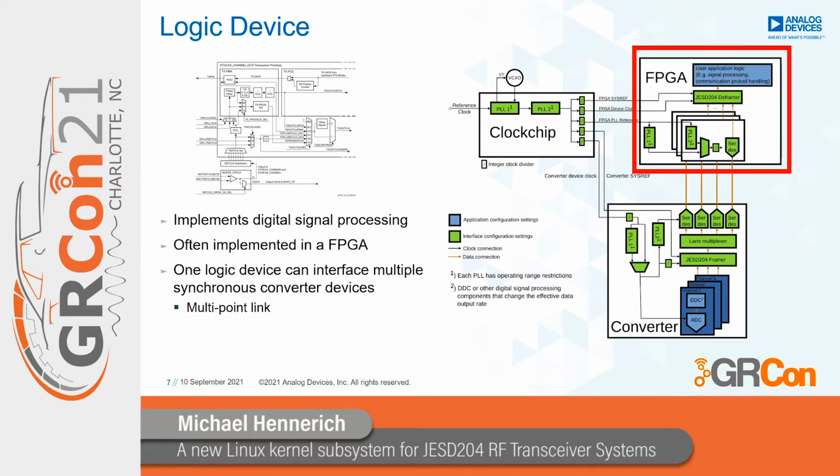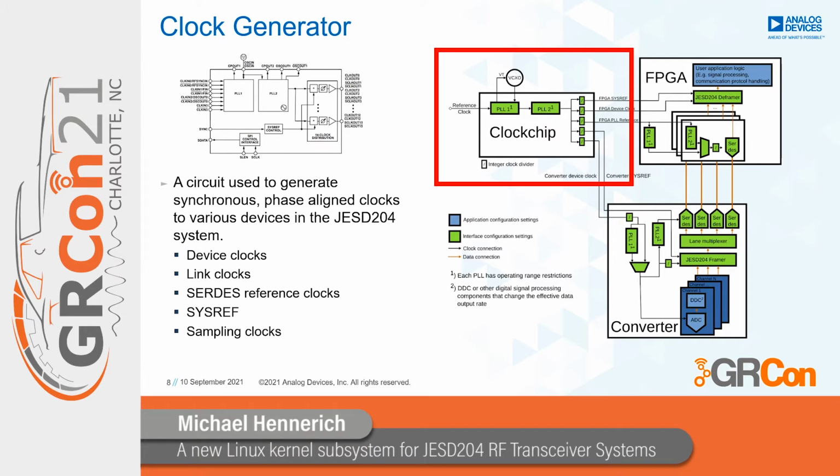The logic device is often implemented in an FPGA and implements the digital signal processing. One logic device can interface multiple synchronous converter devices. The clock generator is a circuit used to generate synchronous phase-aligned clocks to various devices in the JESD204 system, such as device clocks, link clocks, serializer, deserializer reference clocks, sysref, or even the converter sampling clocks.